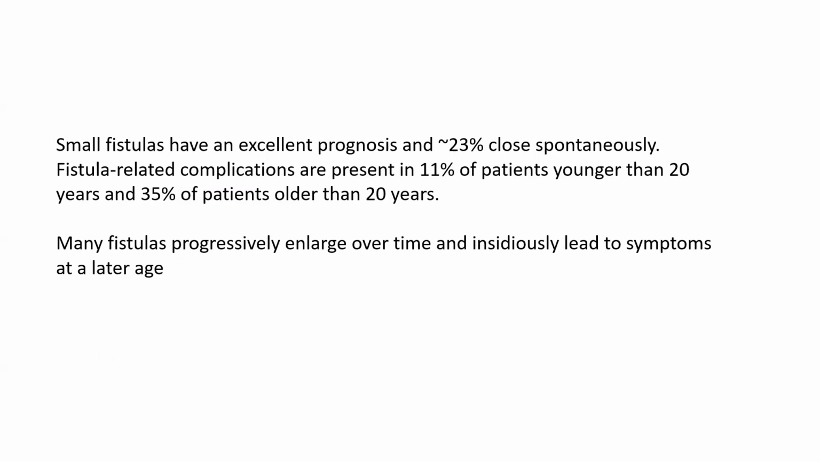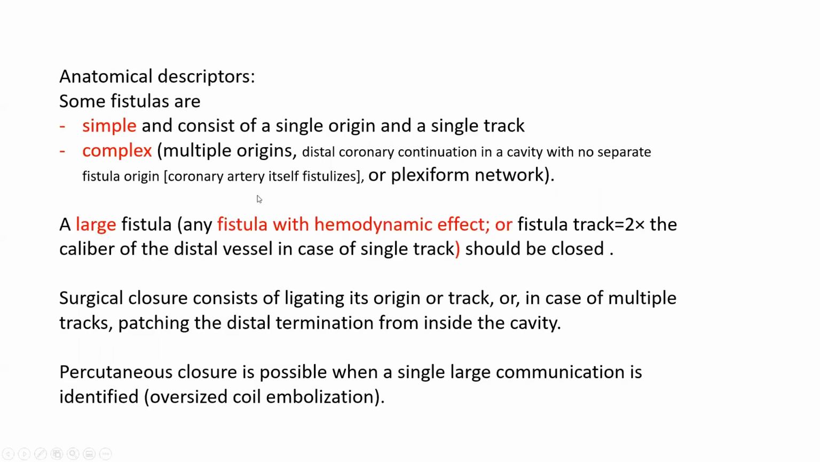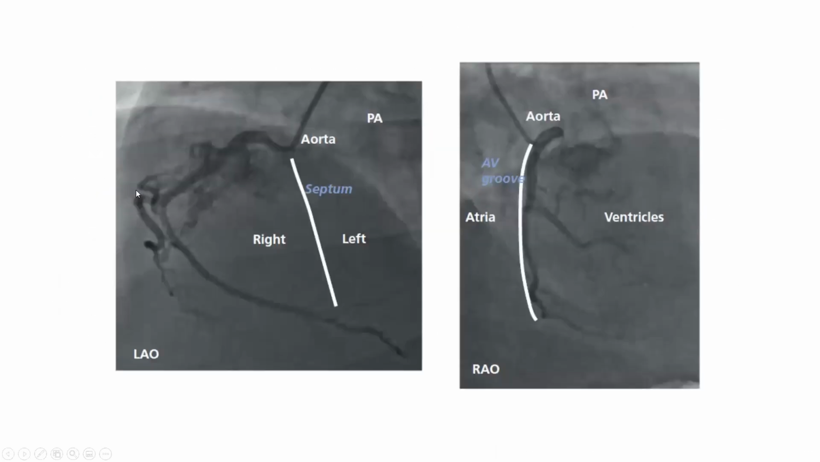Some other anatomical descriptors of fistula, besides what I just described. Some fistula are called simple and consist of a single origin and a single track, which I will show in one more case. And other fistula are complex, like the one I showed. But when we say complex, it doesn't necessarily mean large or that it needs to be closed. This one is complex in light of the fact it doesn't have a single track, single origin, single termination. It's a spider web, a plexiform web.